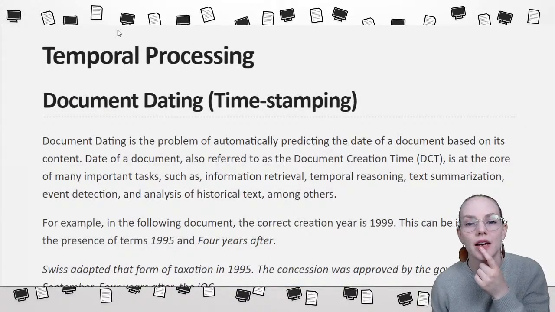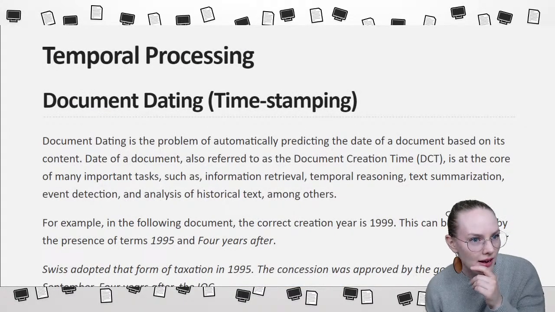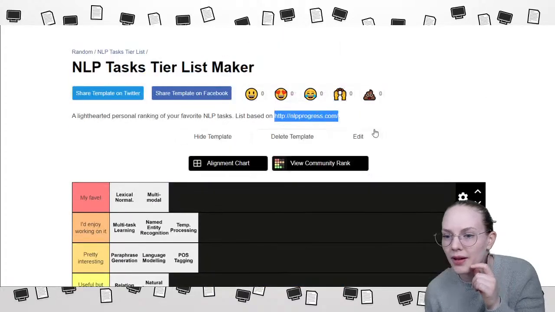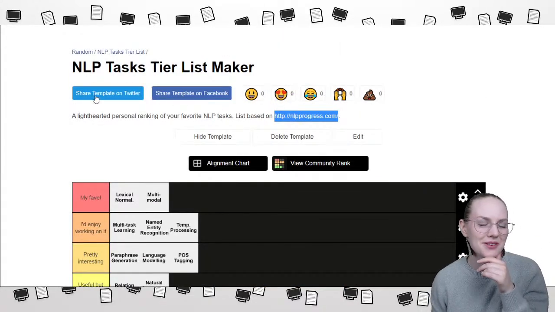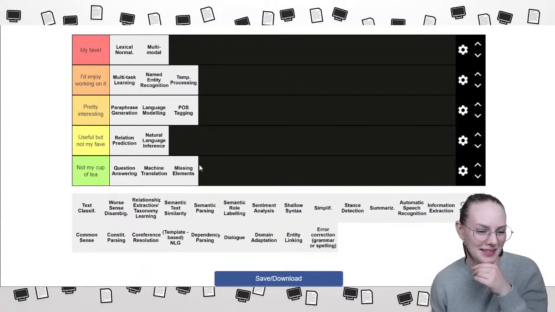The source of the stuff. So I'm using NLPprogress.com. It's just off the top of the screen here, but this one for the list. And I've made some changes to it a little bit, and then I just put them into this.